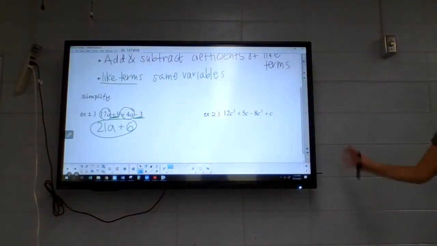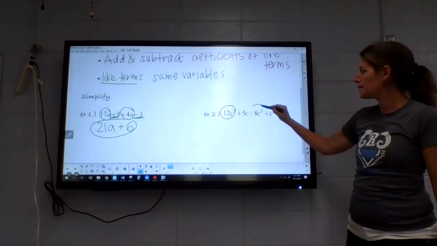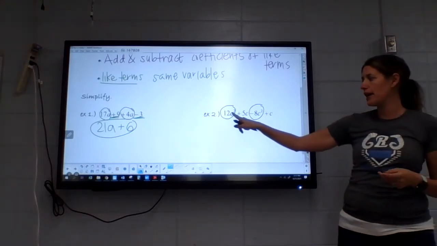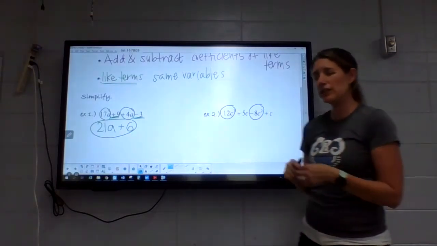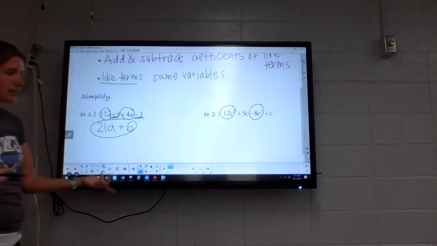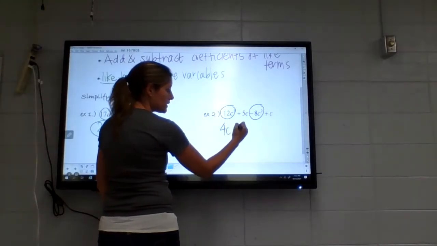All right. What do you guys want to put together in example 2? Okay. So now this time, the c squareds are like terms. They have the same variable and the same exponent on it. And notice when I circled it, I circled the 12, but I also circled the -8. That sign in front of that 8 is that number's sign. So the value is a -8. So 12 minus 8 is going to be what? 4, and then we just write c to the second.